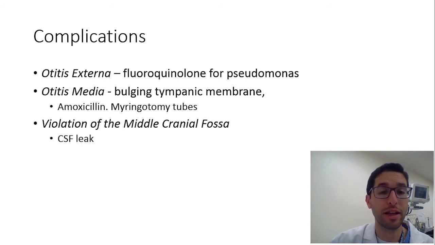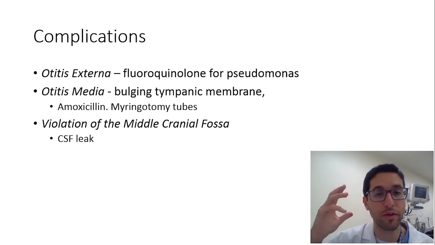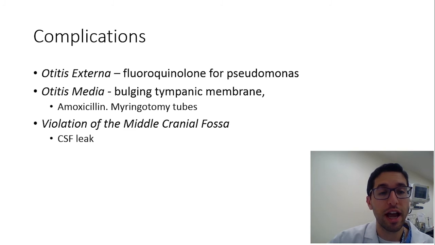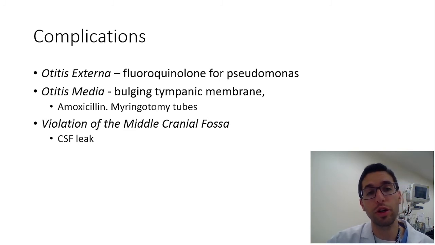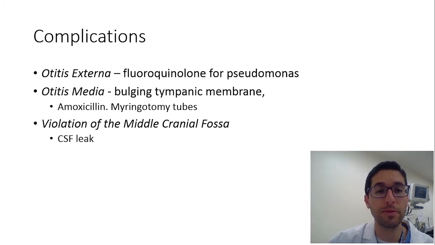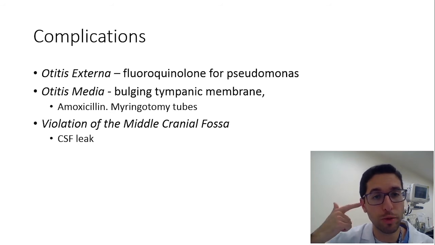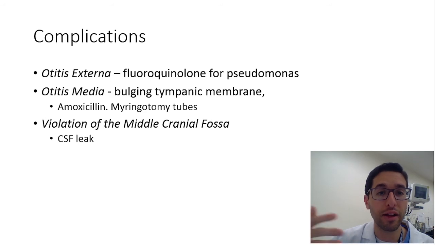Anytime you get otitis media, where we're talking about the middle ear, you're going to see a bulging tympanic membrane, unless of course it's already perforated. In that case, you're going to see exudate, and you're going to treat that with amoxicillin. If this recurs multiple times, you can do myringotomy tubes. A myringotomy tube is basically a tube that will penetrate the tympanic membrane and allow for egress of the purulence.